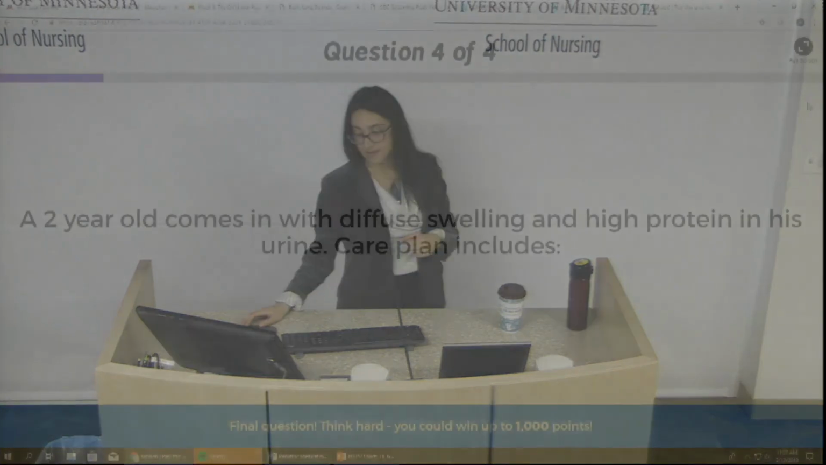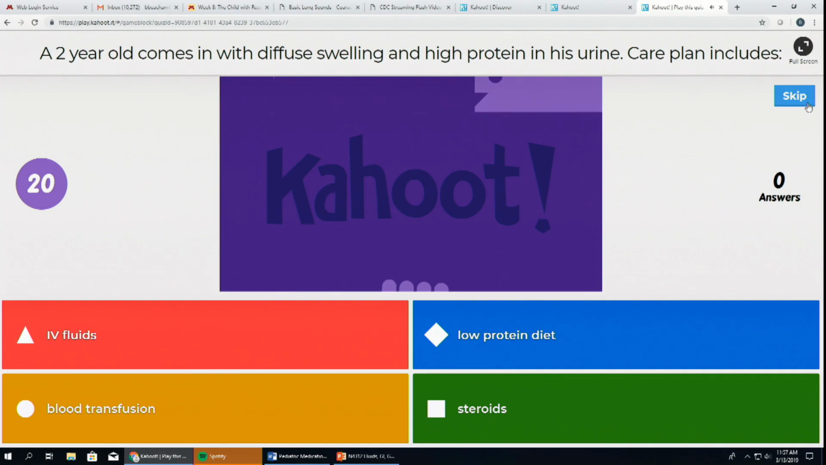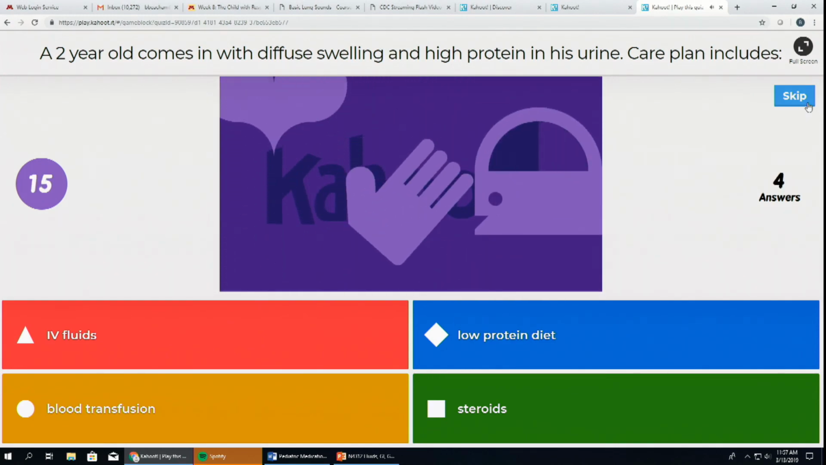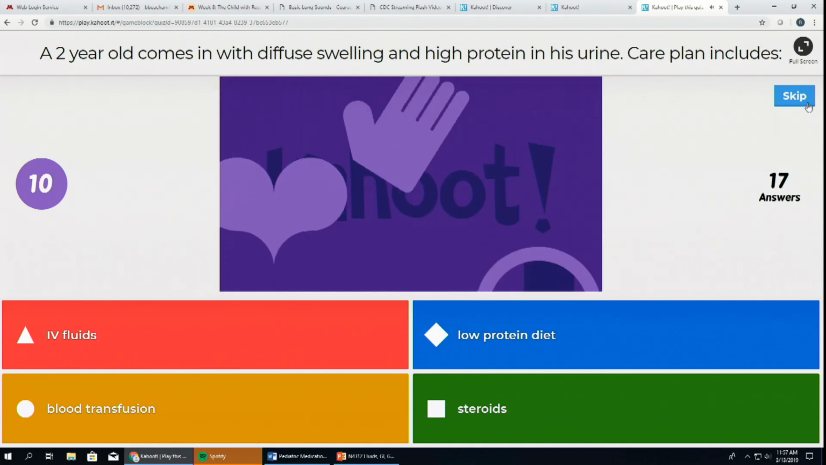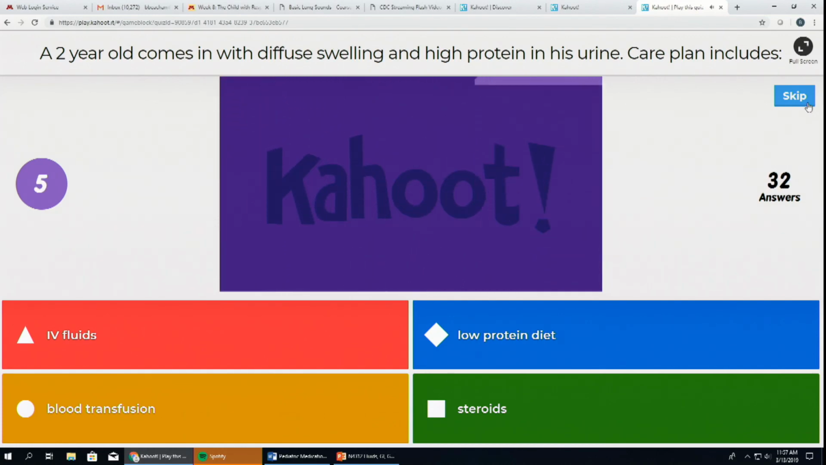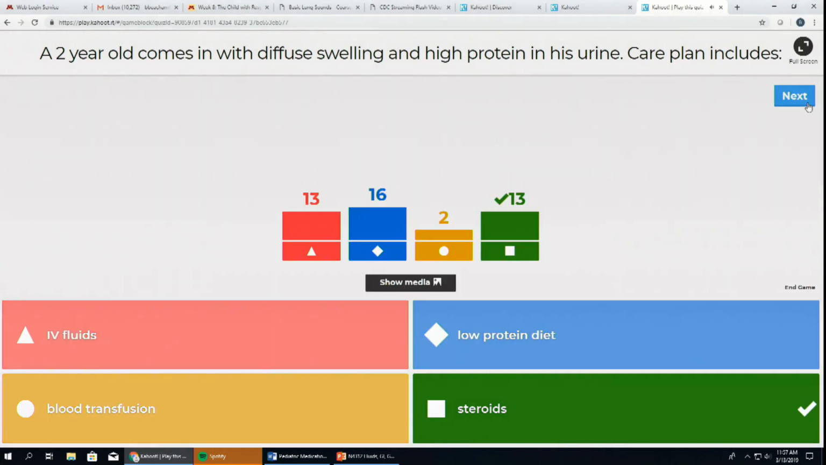Okay, the last question: a 2-year-old comes in with diffuse swelling, and he has high protein in his urine. This is one that we didn't talk about as much, so we'll talk about it a little bit more. His care plan includes IV fluids, blood transfusion, a low-protein diet, and steroids. This is one from the reading, sorry guys. Steroids. So this is actually my bad because I buzzed through this slide at the end so we could get to the Kahoot and wrap up.